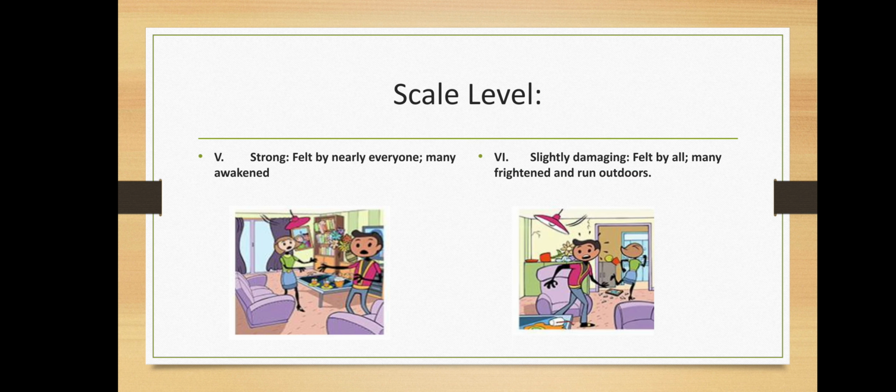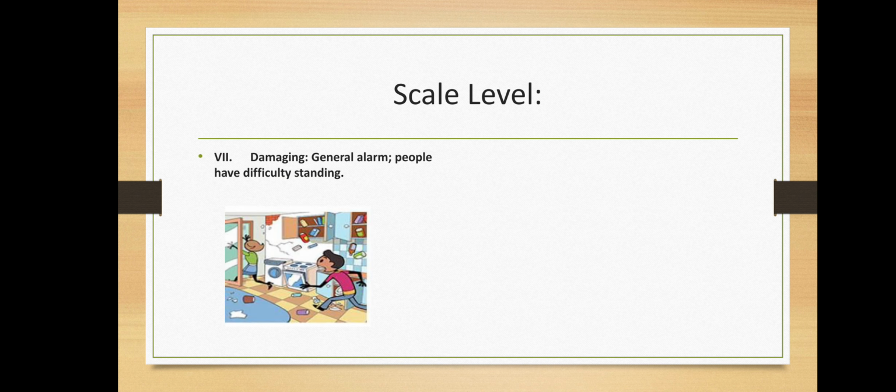Level 6, slightly damaging. The earthquake is felt by everyone, causing alarm. Many people rush outdoors in fear. Unstable objects can topple and windows might break. Level 7, damaging. Panic and alarm are widespread. People find it difficult to stand, and moving vehicles might have noticeable vibrations. Furniture and other objects shift or fall.